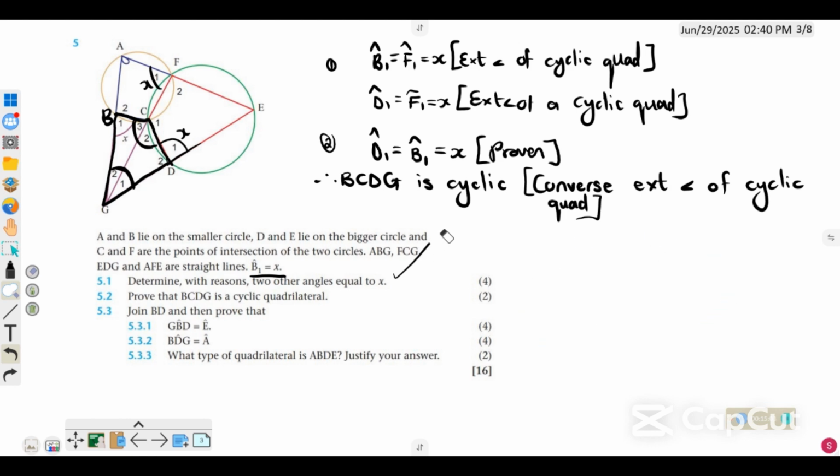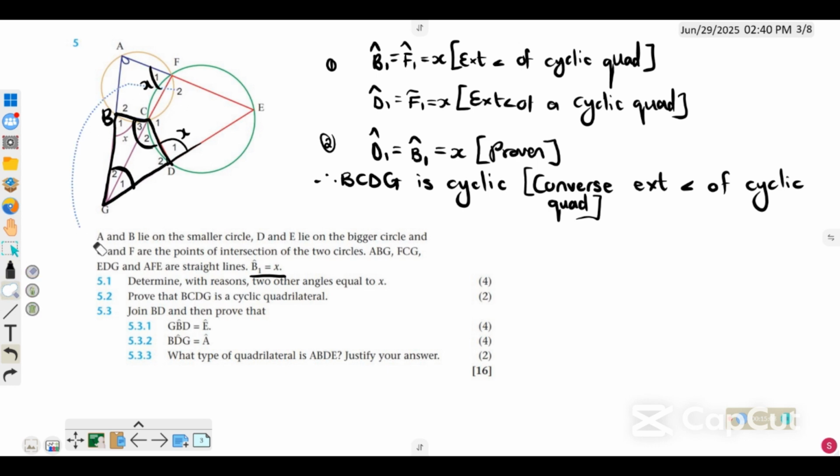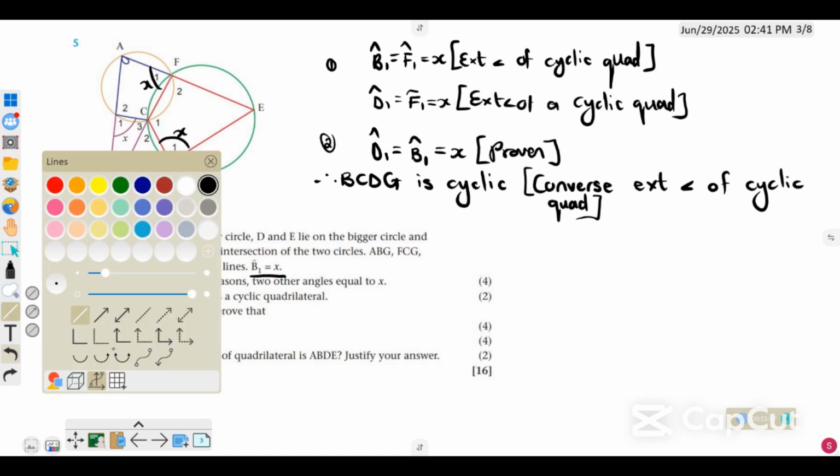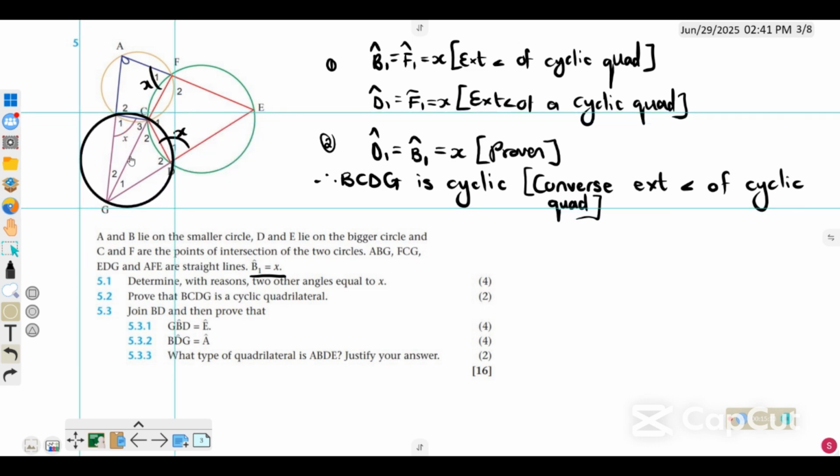So yeah, let's look at number 3. Join PD and then prove the following. Once you are able to prove that this is a cyclic quad, remember we have this to be x as well. Once you have proven that it's a cyclic quad, you can draw the cycle there. You can have the cycle around that. Of course, sometimes it's a bit difficult to draw it, but there we have it.